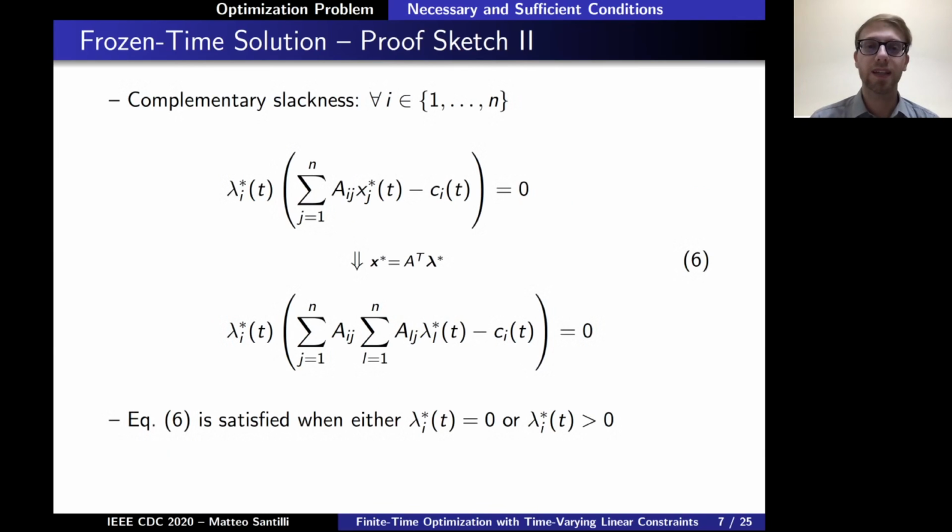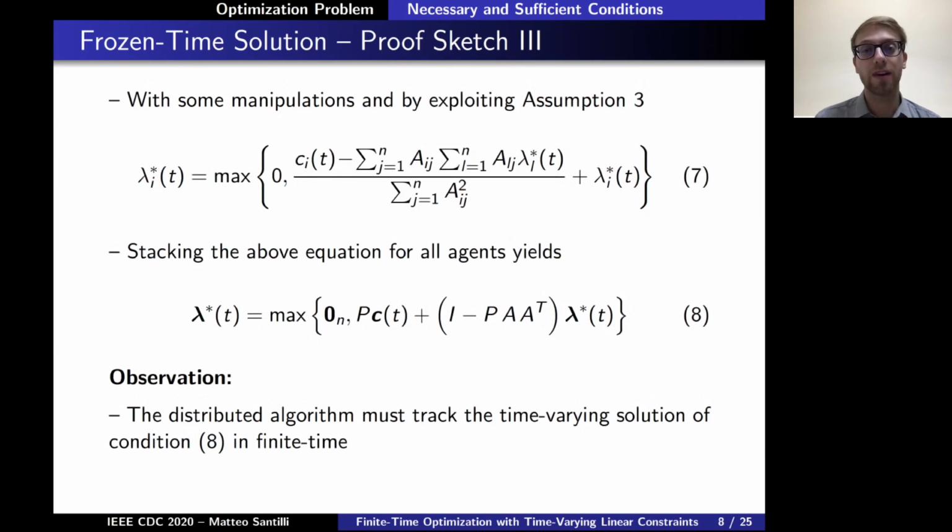And then from the complementary slackness condition and exploiting the fact that the matrix A is non-singular, assumption 3, we are able to provide the optimal form of the ith component of the Lagrangian multiplier vector. That is illustrated in 7. Taking all the 7 for all the agents yields the stacked form 8. This proved our result.